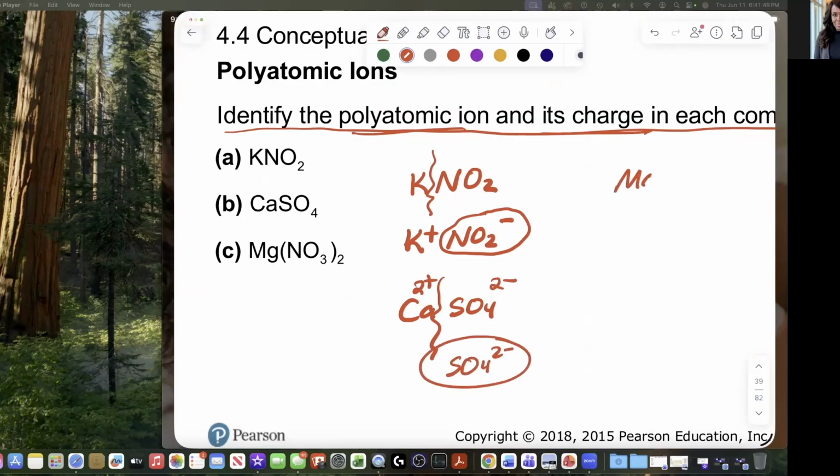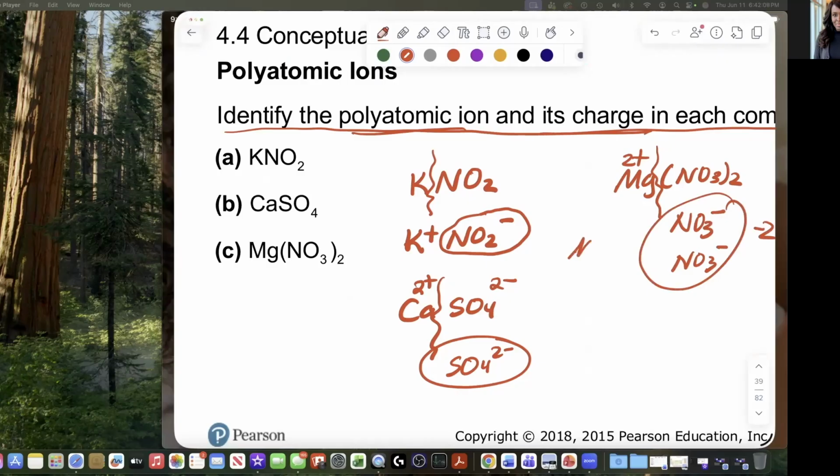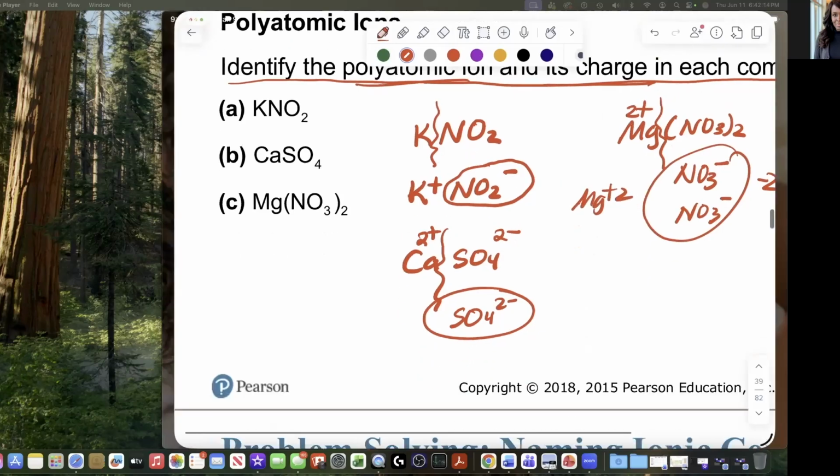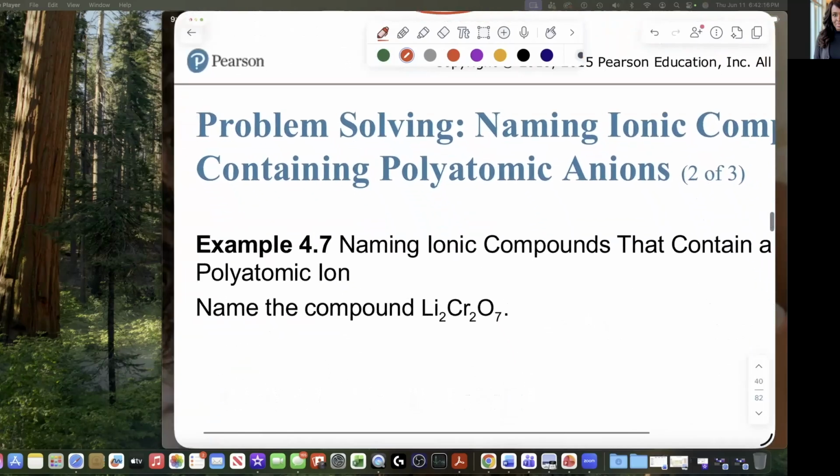Next one, Mg(NO3)2. What is our metal? Magnesium, very common, charge 2 plus. What's the rest of this? Well, we have 2 nitrates, right? Each nitrate is going to be minus, so there are 2 of them. Together they give us -2, which then neutralizes magnesium +2, right? But each nitrate is negative, from the common ion exam.